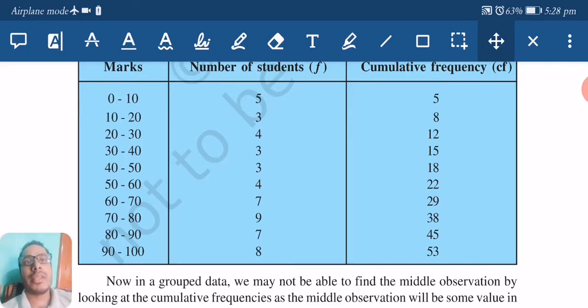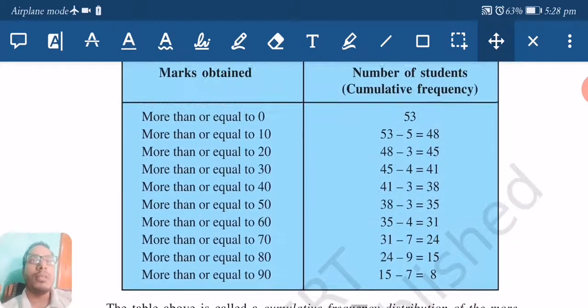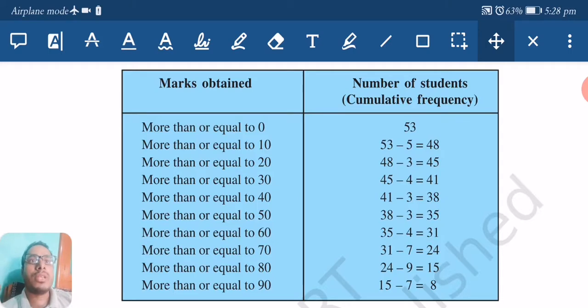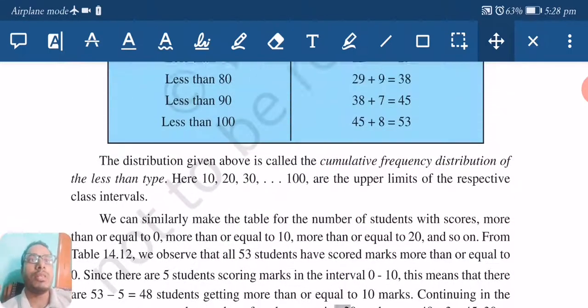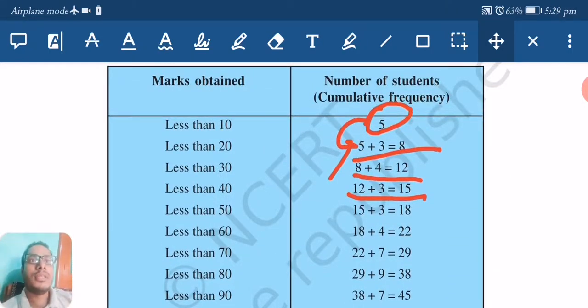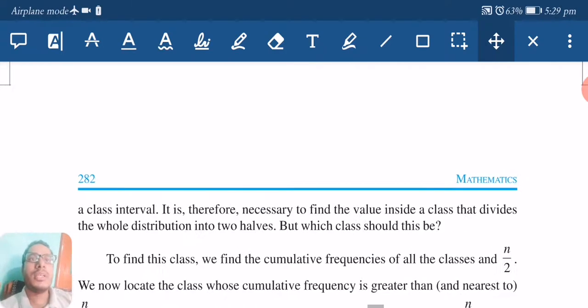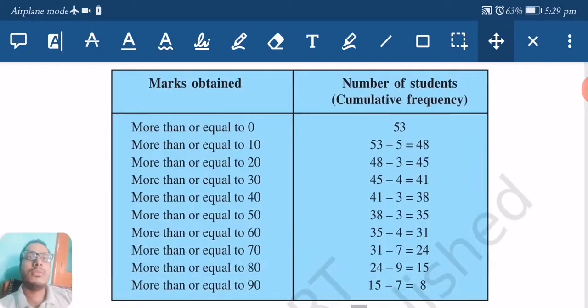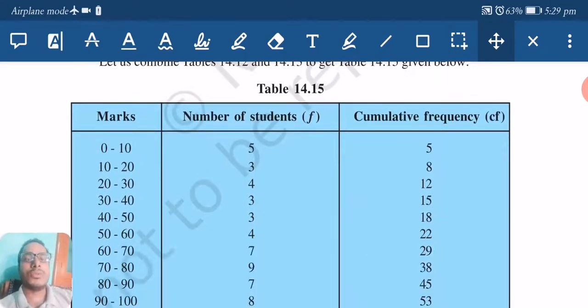If the question says less than 10, less than 20, less than 30, see here, the question says more than 0, right? More than or equal to 0. And if we talk about the previous table here, it is less than 10. So less than 10 means we are taking by default from 0 to 10, right? And this is less than 20 means the class size is of 10, right? So we have to take a class size of 10. So how we can achieve the class size of 10? We can achieve the class size of 10 by taking the interval as 0 to 10, right?